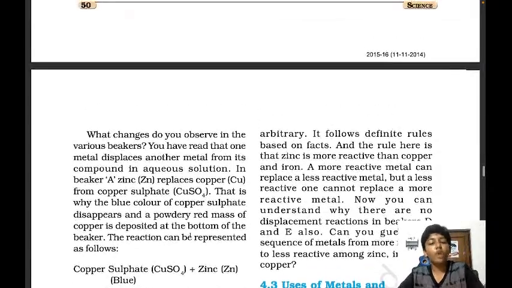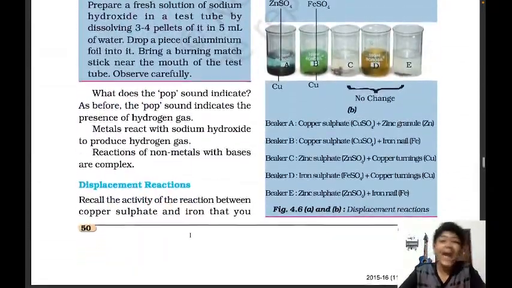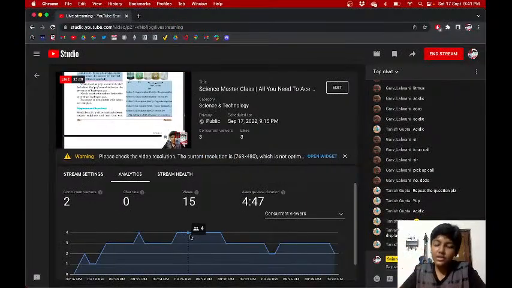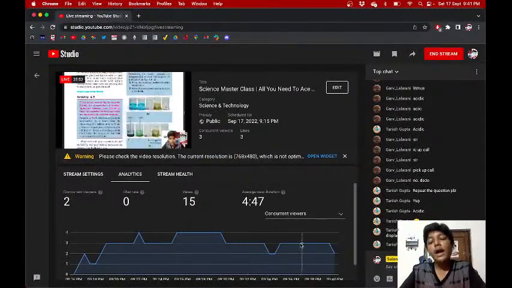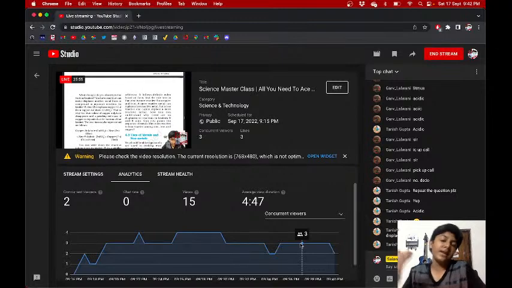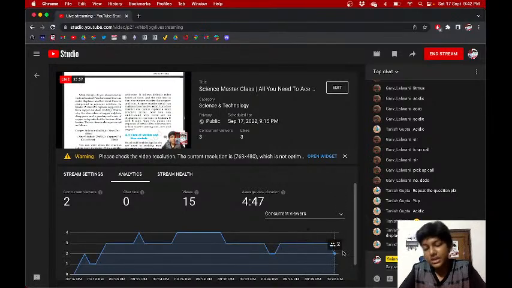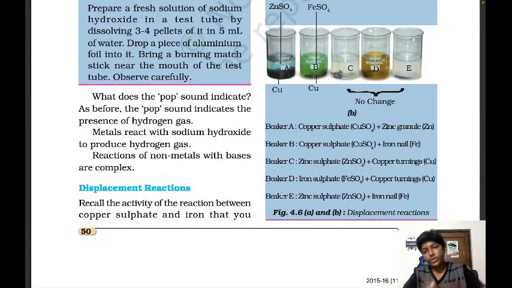Yes, so we have copper sulfate solution and we add zinc to it. Obviously, zinc will displace copper, and copper will be obtained in solid form, and we'll get zinc sulfate solution plus copper. Alright, so we'll do this right now.